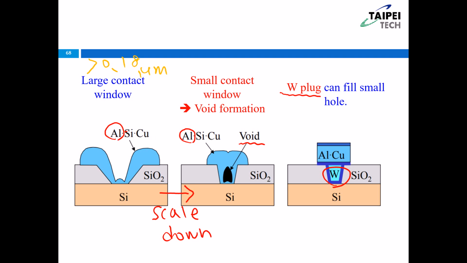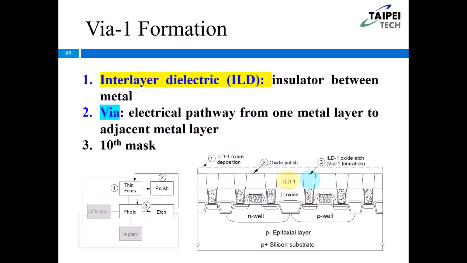Tungsten plug. OK, so the next one we will talk about the VL1 formation. Where is the VL1? We talk about before the VL1, we need to deposit the dielectric, ILD, interlayer dielectric. So ILD is here in the yellow region, OK? And also we will fabricate the VL. VL is the blue one. The blue region is here, OK? So the yellow region is the insulator, interlayer dielectric ILD, and the blue region is the VL, OK?